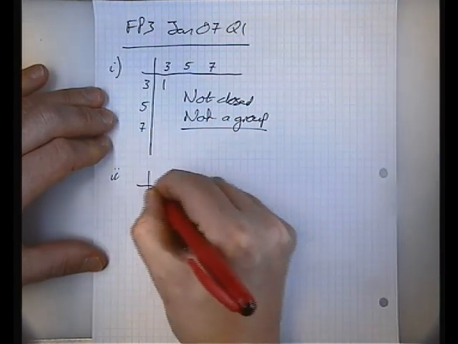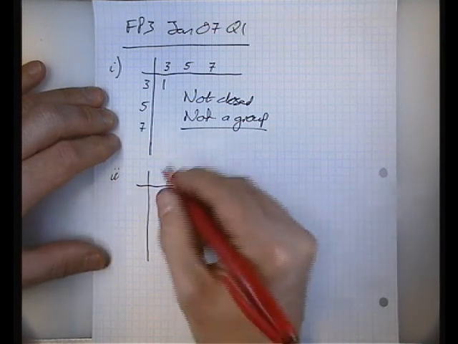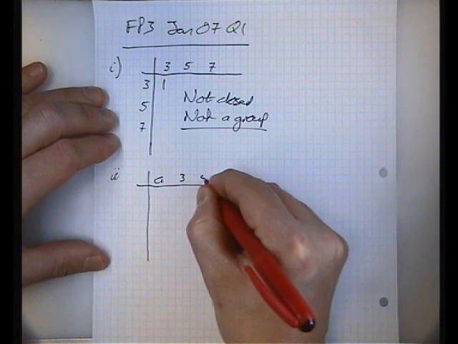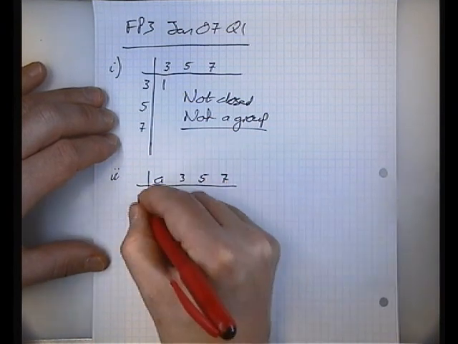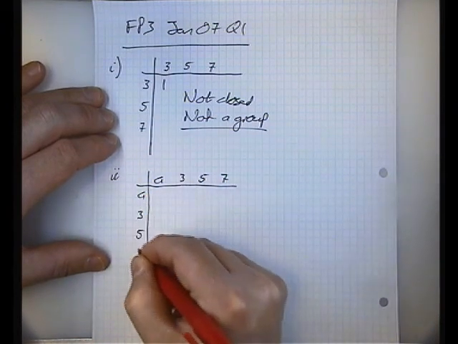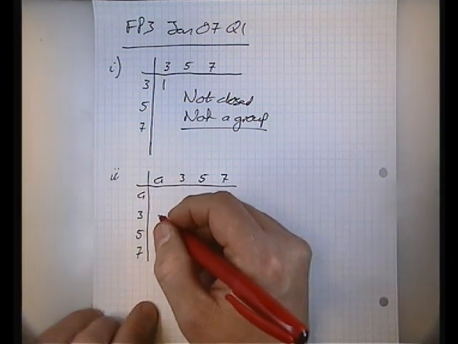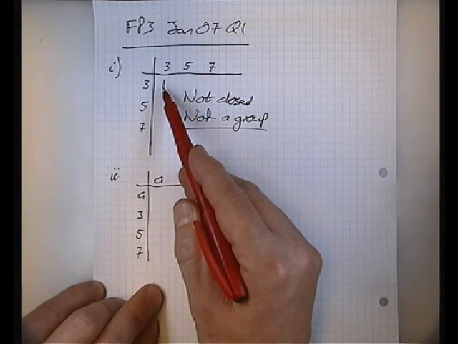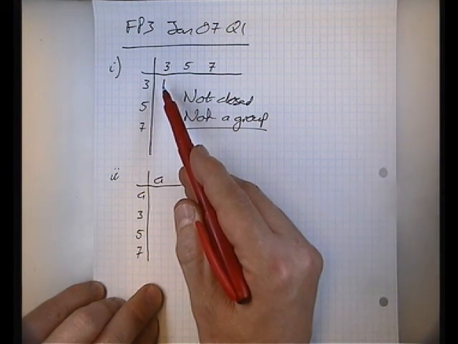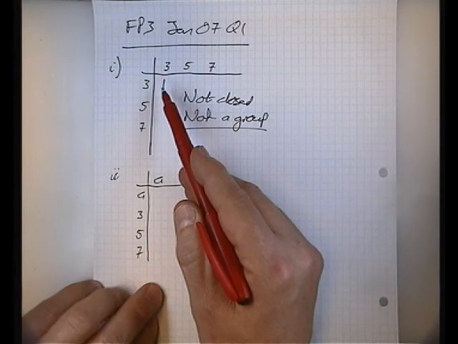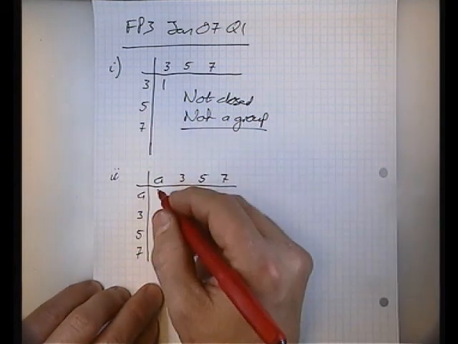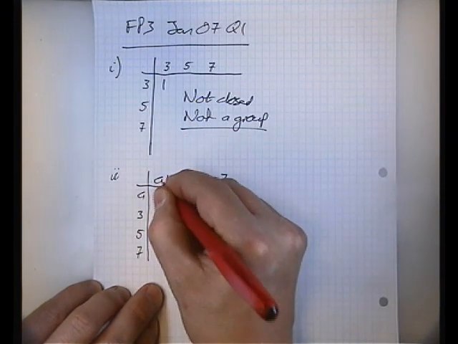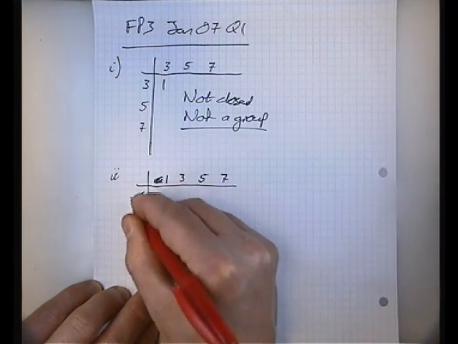So part 2, now they want us to say what a is. We've got these letters, a, 3, 5 and 7, and a, 3, 5, 7. They said write down the value of a. Well, it's a pretty good guess that it's going to be 1, but I think it's going to be useful for part 3 if we actually write out this group table. So if we suppose that a is 1, I'm going to change that to 1, and we're going to see whether this group table works.